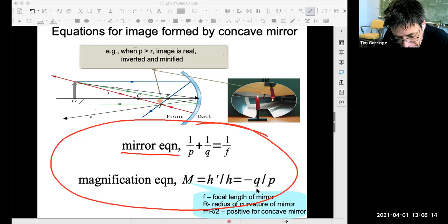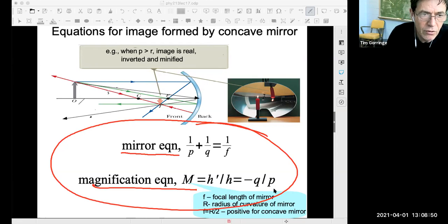And then this equation down here, it's called the magnification equation, tells you how much bigger or smaller the image is compared to the object, and whether it's the same way or the opposite way up, whether it's upright or inverted. And that equation says that the magnification is minus Q over P. So it's the negative ratio of the image and object positions. And so those equations are how you can compute the location of the image, like on the previous slide, where we did the ray tracing to find the location of the image.